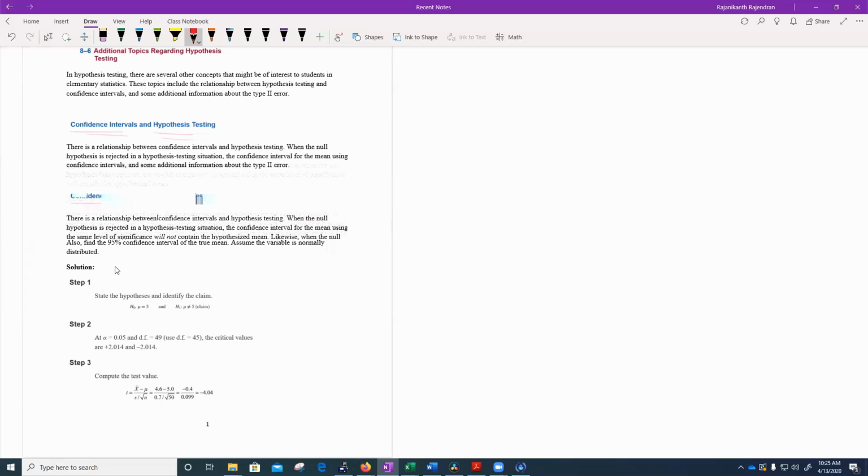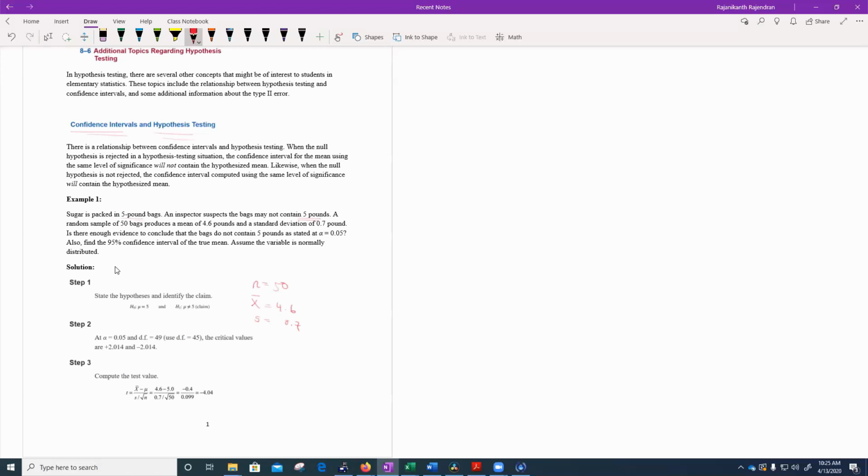Okay, so he's picking a random sample of 50, with the mean 4.6, therefore x bar is 4.6, and the standard deviation is 0.7. Remember that this is the standard deviation for the sample, therefore little s is 0.7. We don't know the population standard deviation. Instead, we have the sample standard deviation. If we do not know the population standard deviation, we are going to use the t statistic for the mean problem.